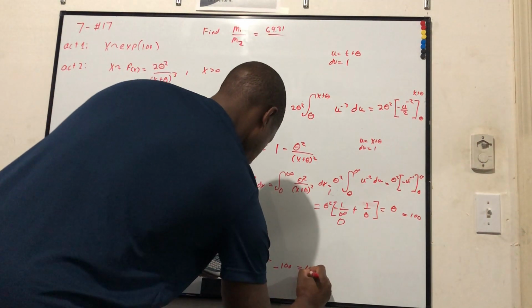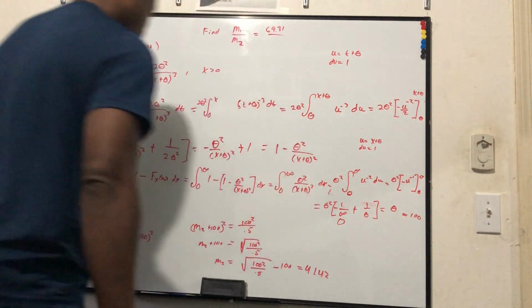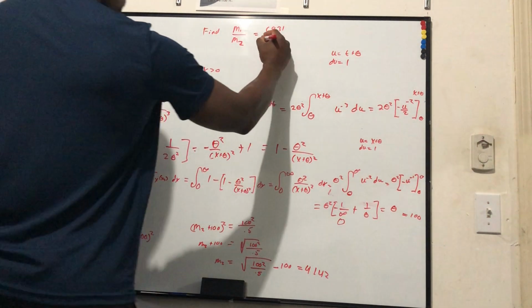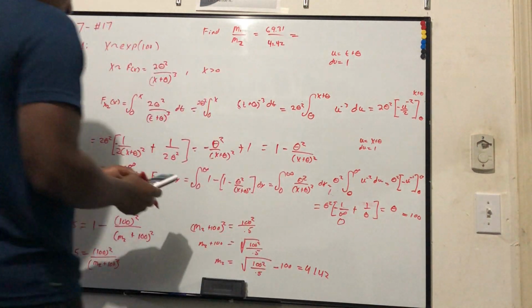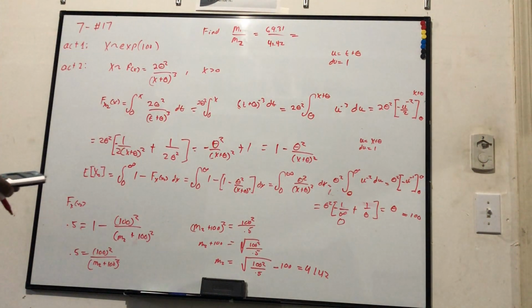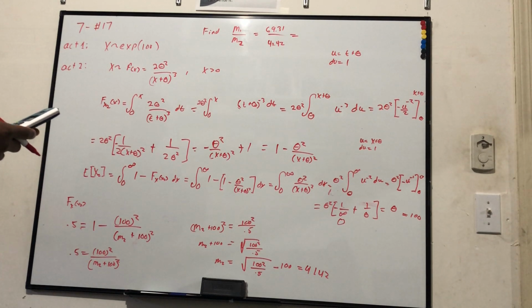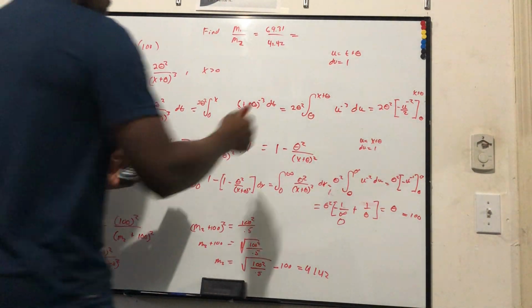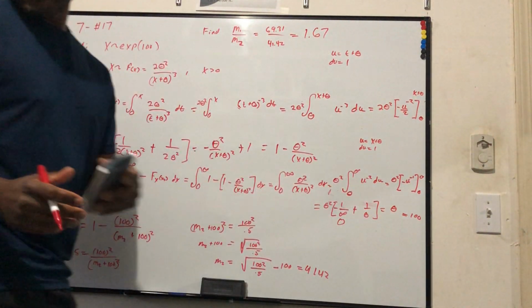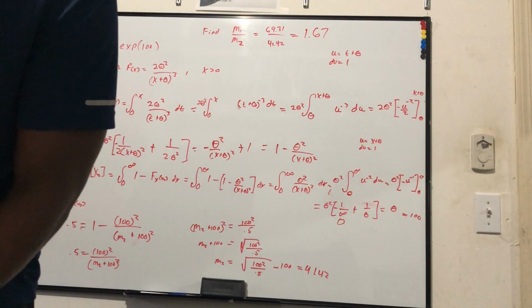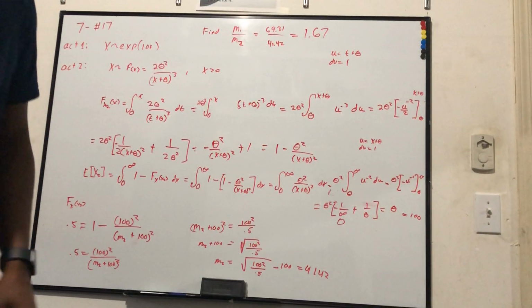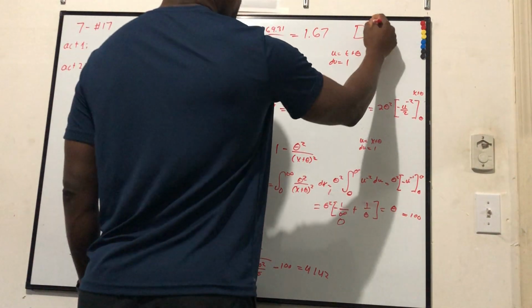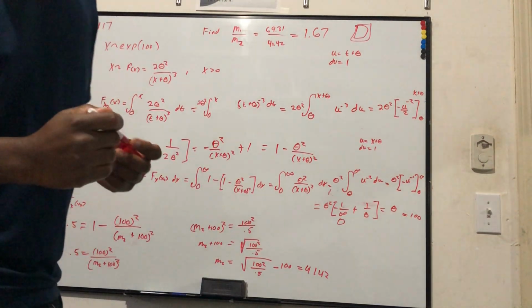I got 41.42. There's my median. Now I do this here and say 41.42, and then I will actually find what M1 over M2 is, and that will be the answer. 1.67. Let's go ahead and round it to 1.7. So I don't see 1.67. All right.